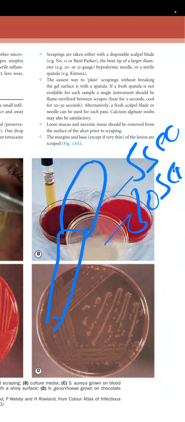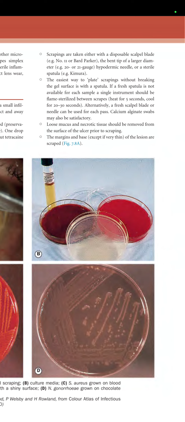Loose mucus and necrotic tissue should be removed from the surface of the ulcer prior to scraping the margin and the base, except if the lesion is very thin. So in ulcer scraping, we take the margin and the base of the whole ulcer, but if it is very thin, we tend not to do it on that side.